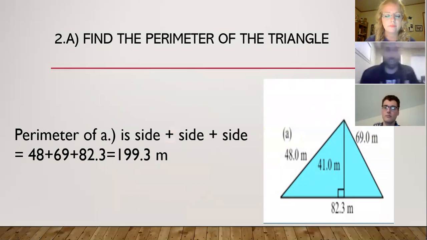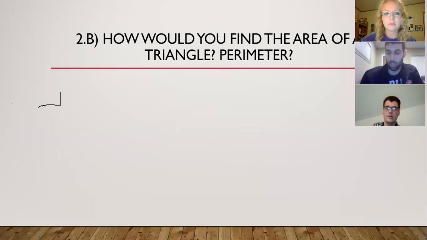Jerry, would you like to find the perimeter of this triangle for us? All right, that's a very simple question to answer. Use the equation side plus side plus side. So you take the first side, which is 48 meters, plus 69 meters, plus 82.3 meters, and you get 199.3 meters for your perimeter. Okay. Did I explain that well? Yes, you did.